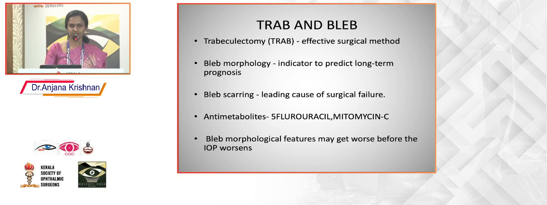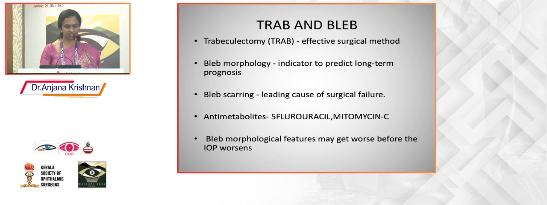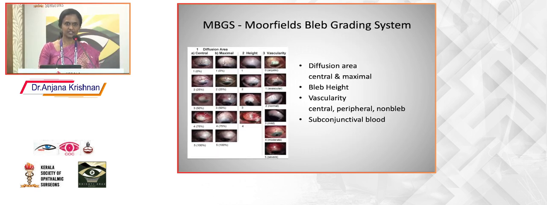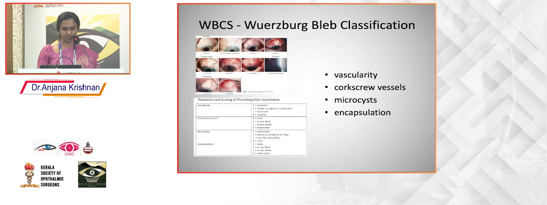Coming to the next, the bleb assessment. As you all know, trab is the most effective surgical method till now worldwide, and we assess the bleb based on the bleb morphology, and the main cause of bleb failure is scarring. There have been different grading systems, like the MBGS grading system, which looks at the diffusion area, bleb height, vascularity, subconjunctival blood and so on. Then the Indiana bleb appearance grading system, Wurzburg grading system and others.